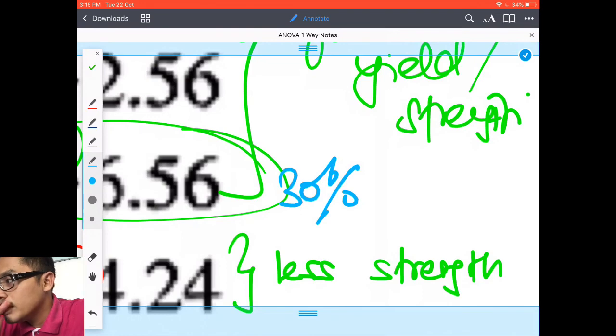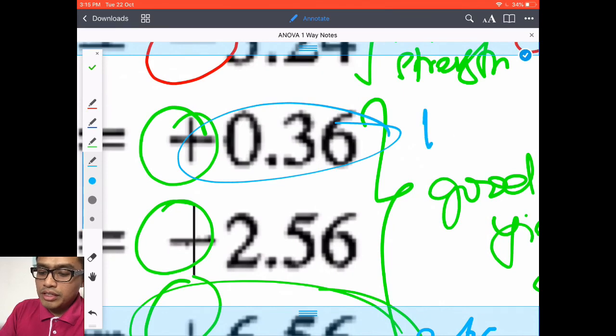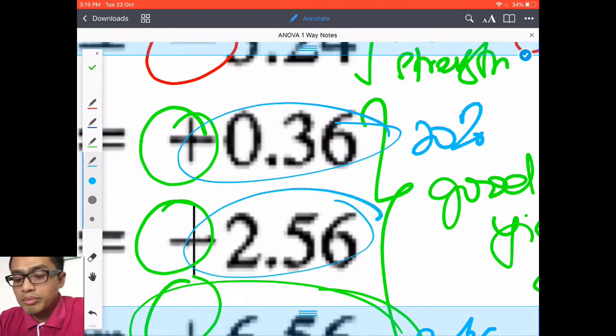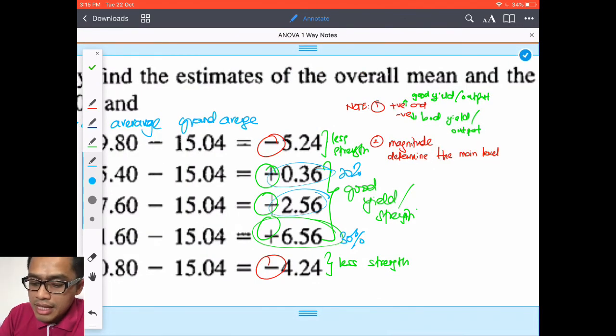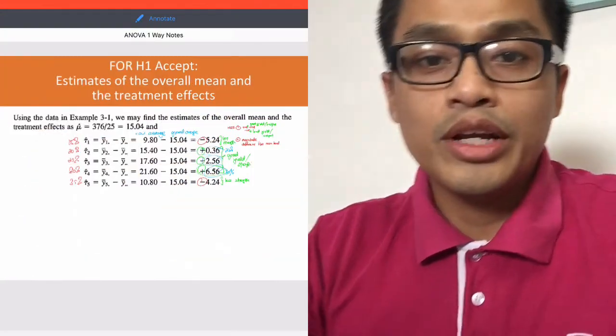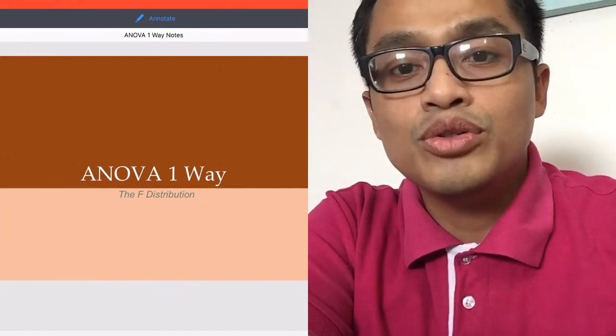If you decided to choose the one that saves cost, it will be 20%, which is your lowest positive strength, and you can also choose 25% for the middle one. So if you are looking for the best, then 30% is the best in positive value or good yield. If you're looking for the cheapest one, it will be 20% at the lowest positive yield. So that is what one-way ANOVA is, the F distribution. Thank you for watching. I look forward to you watching my other videos.